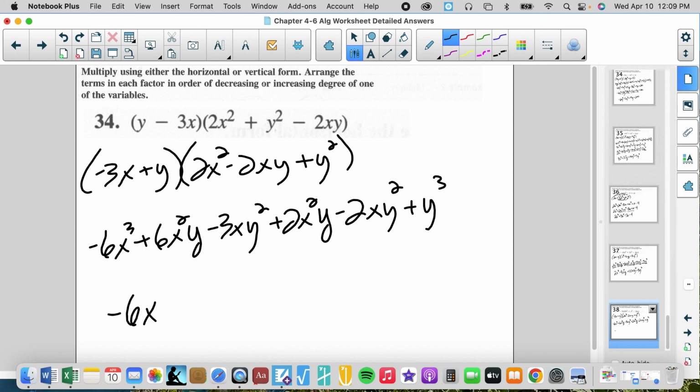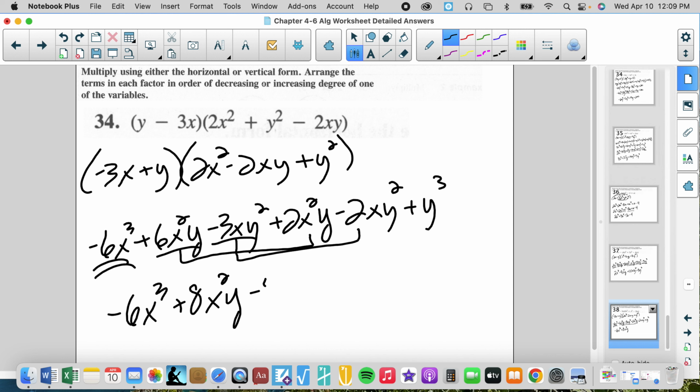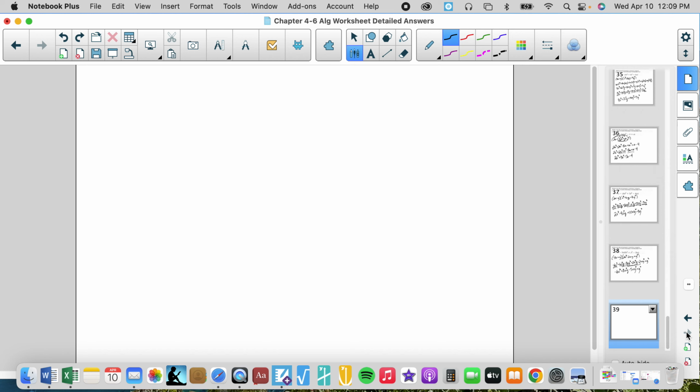Negative 6x to the third. I'm going to put this with this, which is positive 8x squared y. I'm going to put this with this, which is negative 5xy squared plus y cubed. Boom. No mas. Okay. Yep.